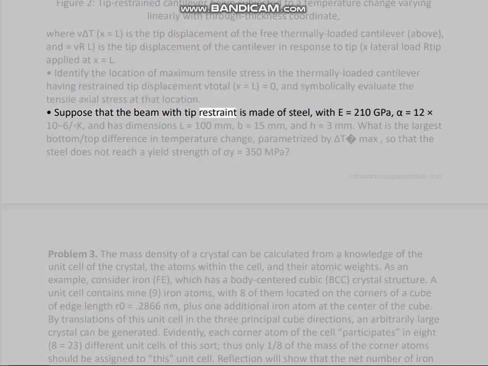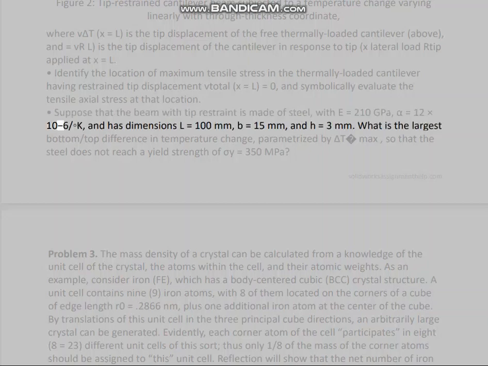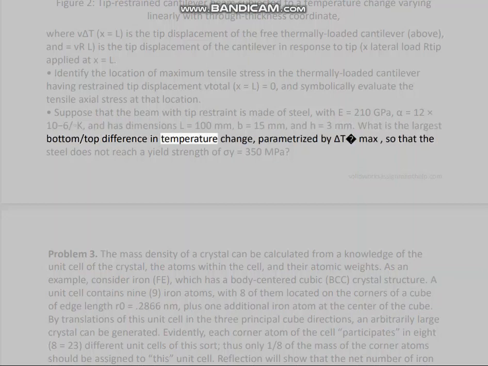Suppose that the beam with tip restraint is made of steel, with E equals 210 GPa, alpha equals 12 times 10⁻⁶/K, and has dimensions L equals 100 mm, B equals 15 mm, and H equals 3 mm. What is the largest bottom/top difference in temperature change, parametrized by delta T max, so that the steel does not reach a yield strength of sigma y equals 350 MPa?